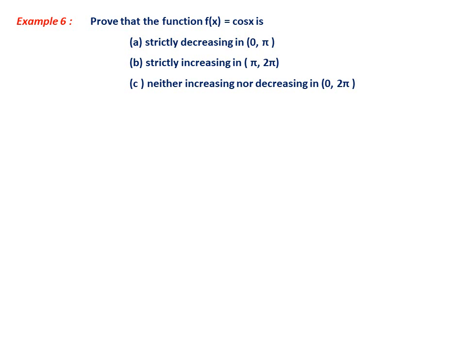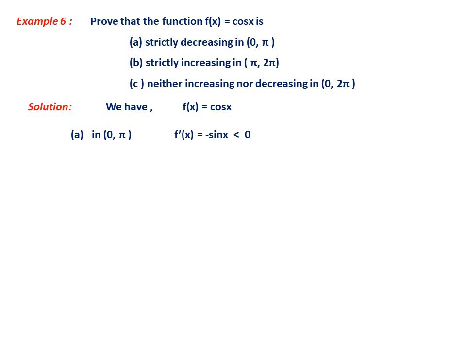Therefore, it is neither increasing nor decreasing in the interval 0 to 2 pi. So, the third one is very simple. Now, let us work out like this. We have f of x equal to cos x, and the first interval given is 0 to pi.